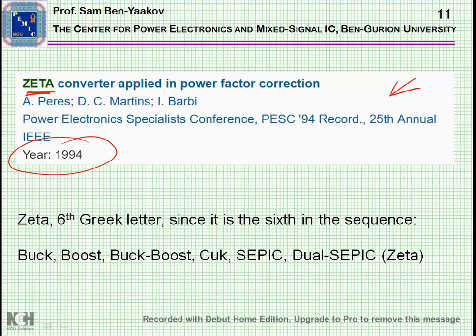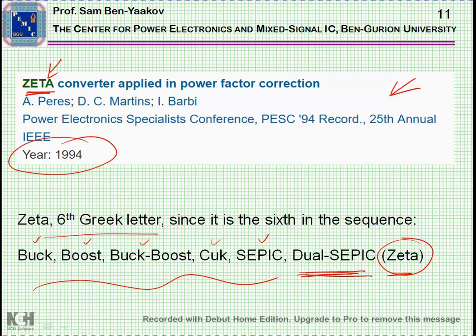And they actually seem to have coined the name Zeta because this dual SEPIC, or Zeta, is the sixth in the sequence of basic PWM converters, the buck, boost, Cuk, SEPIC, and the dual SEPIC, which they have called Zeta, which is the sixth Greek letter. So this is apparently how this name evolved.